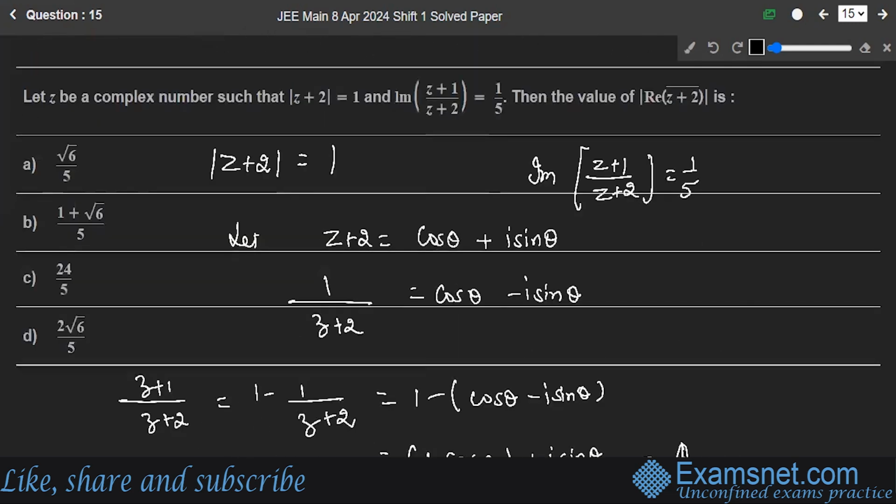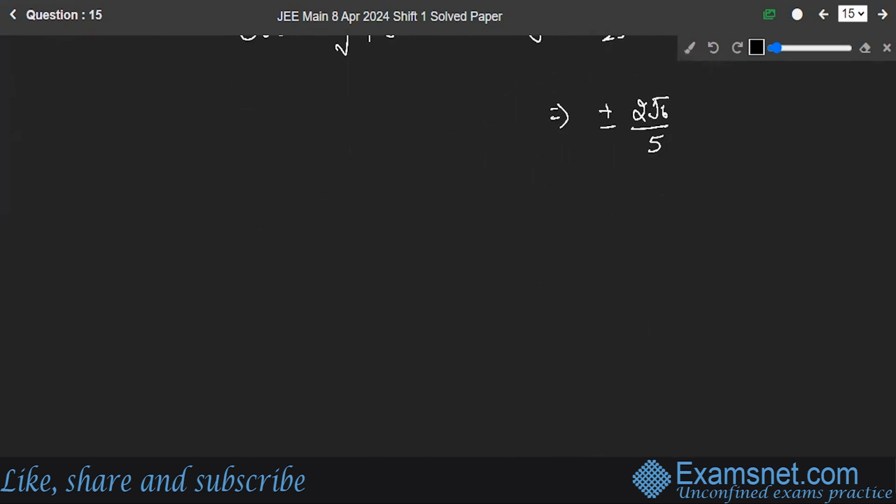Now, let's get back to what we have to find out. I have to find the real part of z plus 2 conjugate. So first thing, what will be your z plus 2? The real part of it and the conjugate. This is what you need to find out.